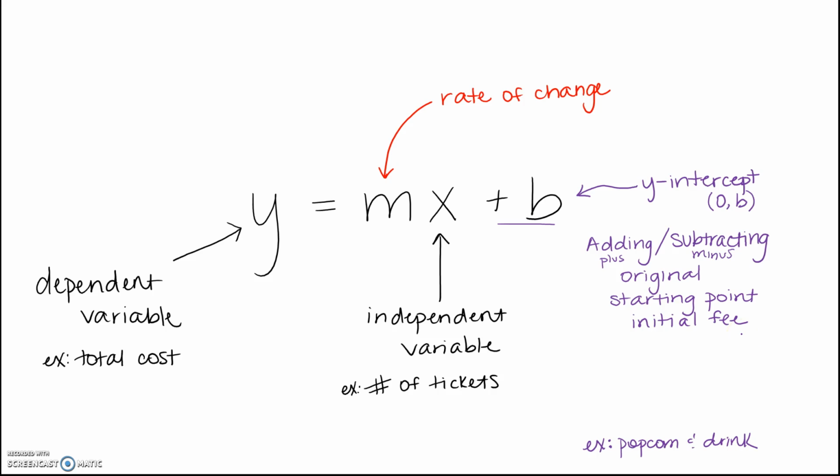So maybe I'm renting jet skis and it's a $50 reservation fee, and then it's $20 per hour. My reservation fee or my initial fee is going to be my y-intercept. And then we go over here to our rate of change. Our rate of change will always be directly next to x. And that means that we are multiplying, okay? So the rate of change is going to be multiplied.